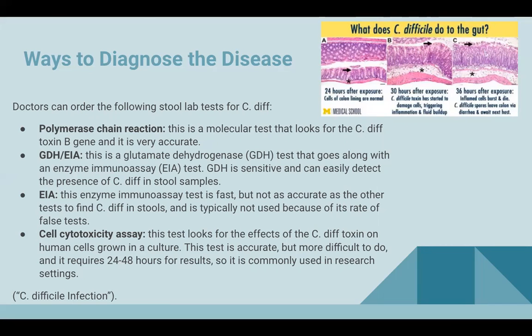And then a cell cytotoxicity assay. This test looks for the effects of C. diff toxin on human cells grown in a culture. This test is accurate, but it is more difficult to do, and it requires 24 to 48 hours for results, so it's commonly used in research settings.